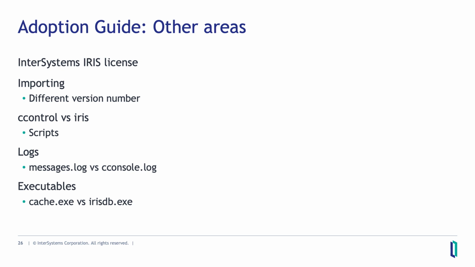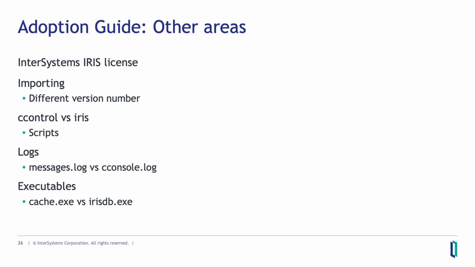So, ccontrol versus iris. If you have built scripts in your environment, which a lot of customers do to automate a lot of things, you will have to change them as well. This is not part of the product change, of course, so it's not covered by the conversion. That's something where you have to look at your scripts and do a manual conversion. But it's an important step to do.